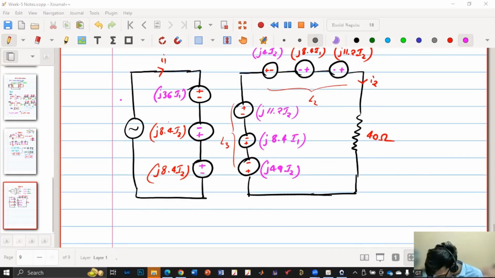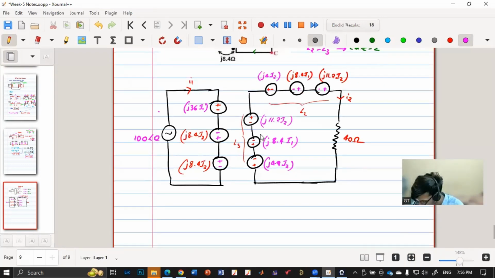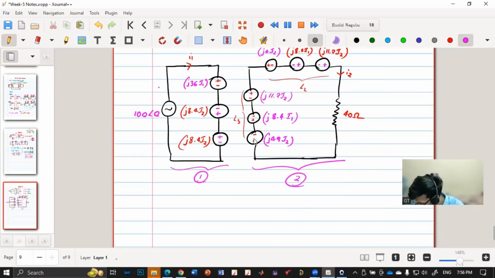Now this is 100 volt angle 0, right? So now I'll apply KVL on the left side as well as KVL on the right side. Let me zoom out a little bit so you can see the full screen. Here we'll write one equation, here we will write the other equation. So equation 1, can someone tell me what it will be? Say this is plus minus. It will be 100 angle 0 minus j36 I1 plus j8.4 I2 minus j8.4 I2. Is this correct?